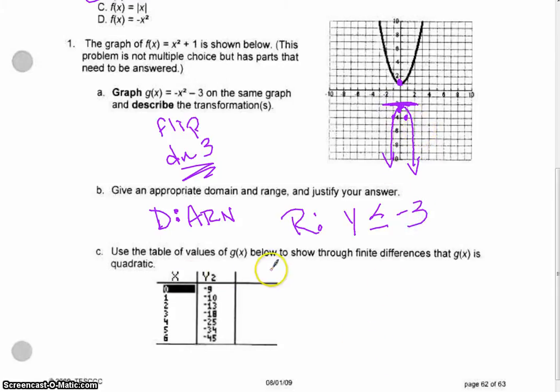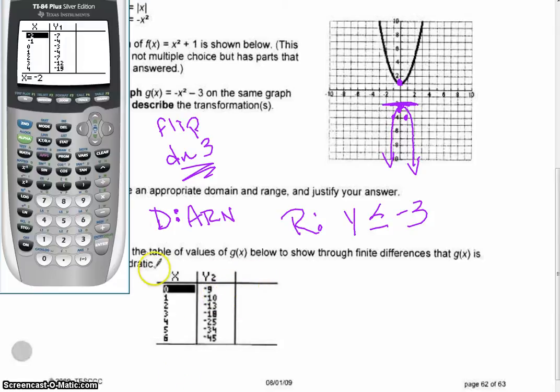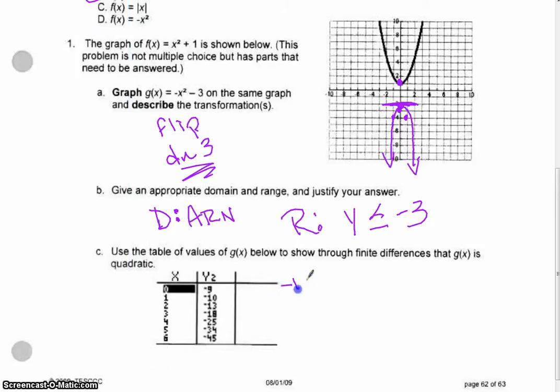Use a table of values to show through finite differences that it is quadratic. This is where we were subtracting the y values the other day. So negative 10 minus negative 9. Be careful on this because of all those negatives, take your calculator. It's the second one minus the first one. So negative 10 minus negative 9, and you get negative 19.